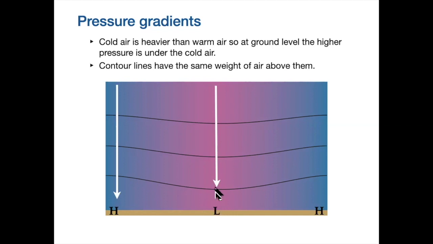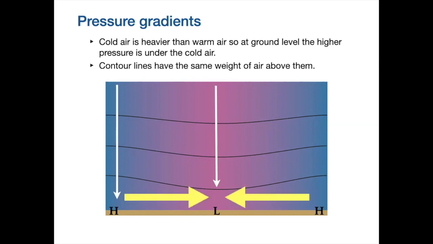So if you take a column of warm air here, it's all lighter, so it will be lighter than this column of cold air over here. At ground level here, we have more weight of air on this side under the cold air and less under the warm air. But anywhere on one of these black lines, the weight of the air above it is the same. So to get the same weight of air at this point under the warm air, you have to take a larger column of air than you do for the cold air over here.